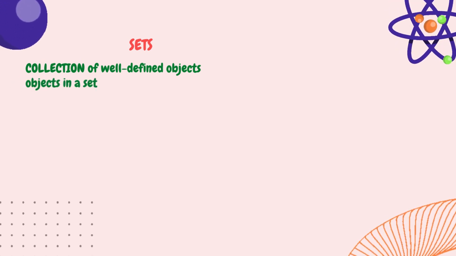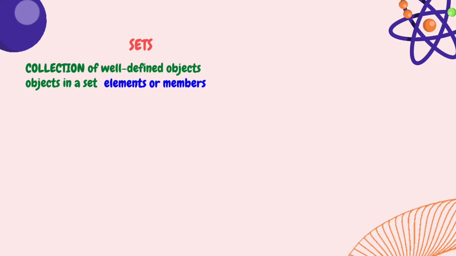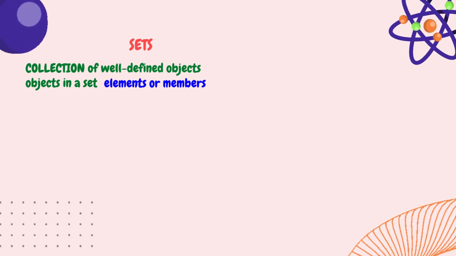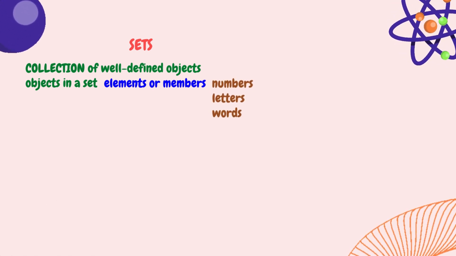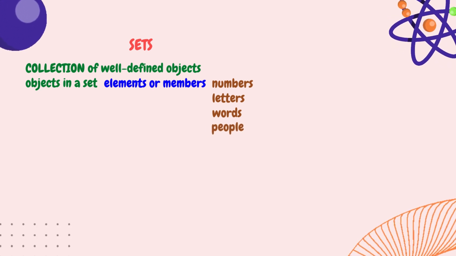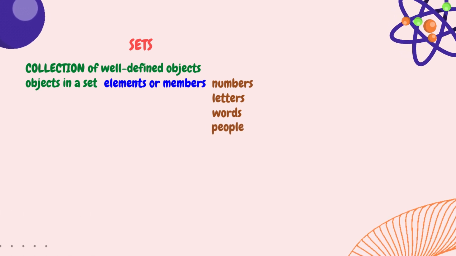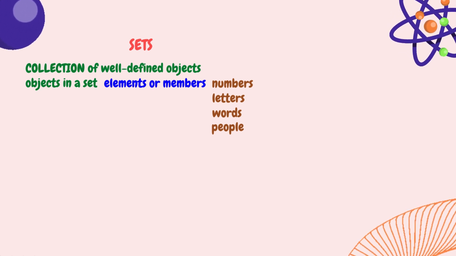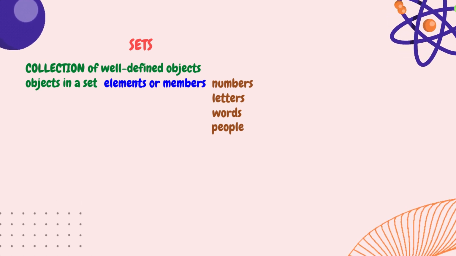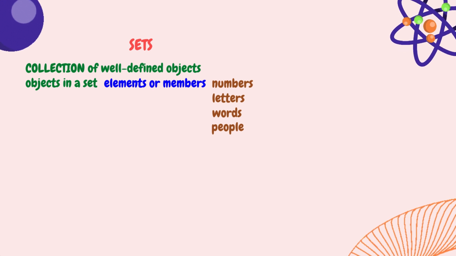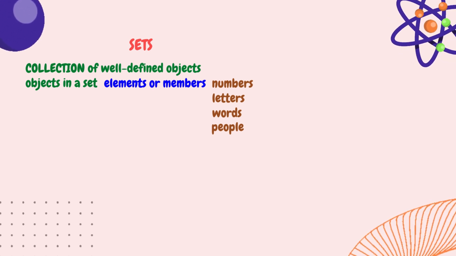Objects in a set are called elements or members of a set. Elements can be anything. For instance, numbers, letters, words, or people. Sets are denoted by capital letters. Members or elements can be represented by numbers, lowercase letters, or words. And elements are separated by commas and enclosed in curly brackets.